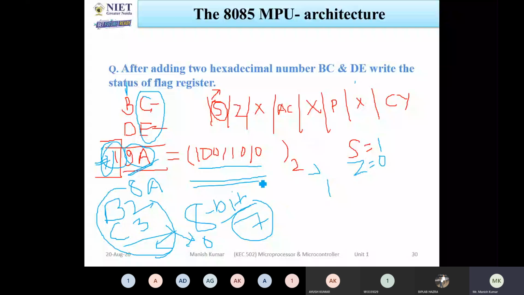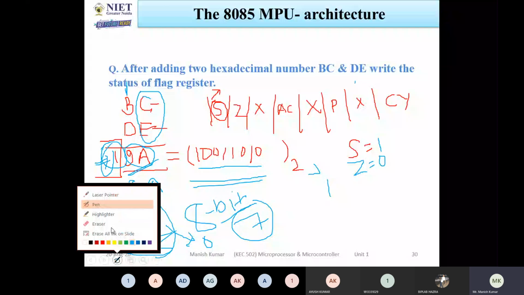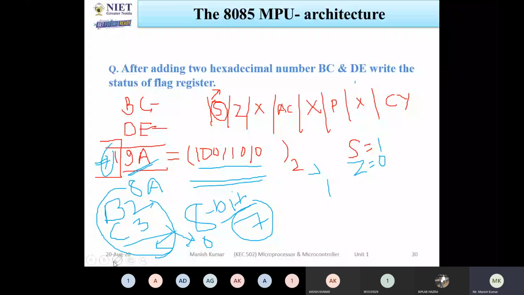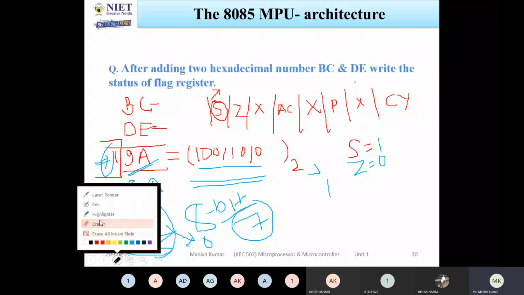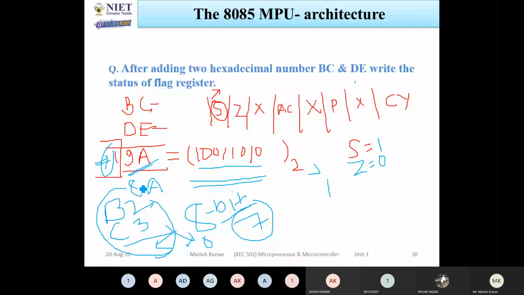Okay, someone is asking about auxiliary carry. So now you can see how the auxiliary carry will be set or reset. If you are adding these two numbers, what will happen? One is called the lower nibble and the other is called the higher nibble. Nibble means 4 bits. Okay, so see that.